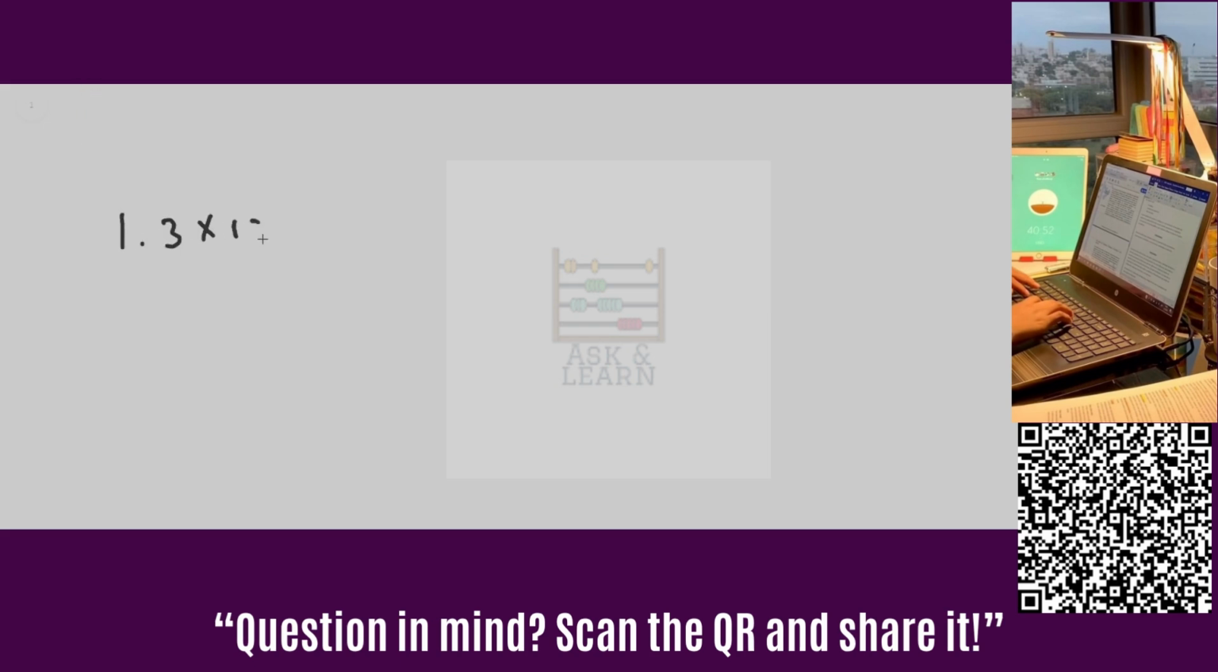1.3 times 10 to the negative 3 nanometer. First, let's convert that to meters. 1 nanometer is 10 to the negative 9 meter, or you can write the other way around and say 1 meter is 10 to the 9 nanometer. All right, let's solve that. So that means 1.3 times 10 to the negative 12 meter.